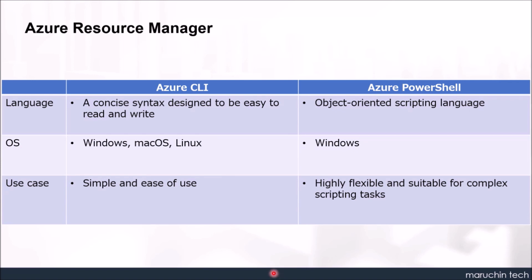The Azure CLI, or command line interface, and PowerShell are both tools for managing Azure resources, but they differ primarily in syntax and platform compatibility. The CLI is often preferred for its simplicity and cross-platform support, while PowerShell offers a more comprehensive scripting experience with advanced features and the ability to leverage the .NET framework.